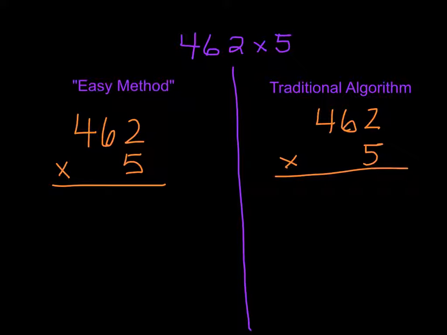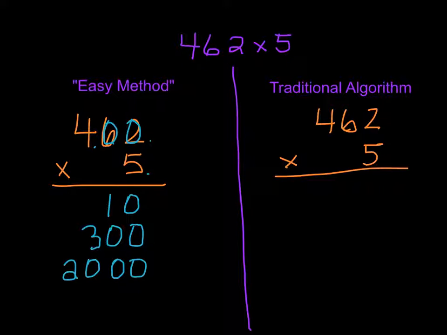And in the easy method, when we were multiplying, we started by multiplying the 5 times the 2, which gave us 10, and we put the whole 10 down at the bottom. Then we multiplied 5 times 60. 5 times 6 is 30, plus a 0 is 300. So we put that down at the bottom. Then we multiplied 5 times 4, which is really 5 times 400. And 4 times 5 is 20, plus the 2 zeros from the 100. And we added those together to get our final product.